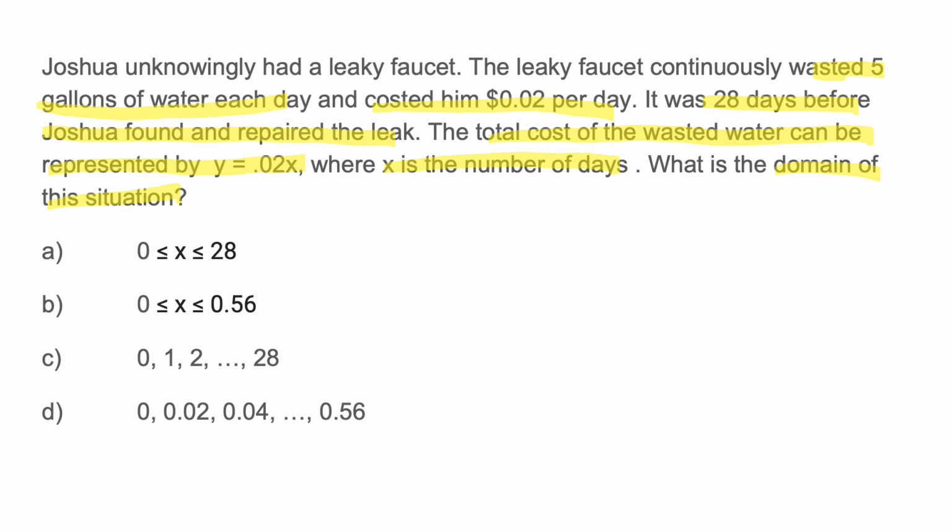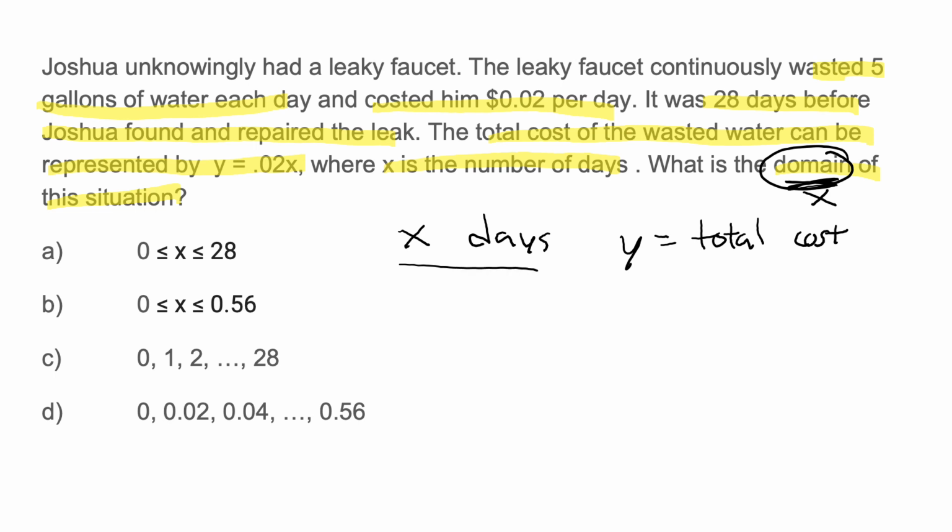Alright, so first off, it's asking for domain, which is x. So let's go ahead and write down our variables. X is days, and y is total cost of the water. So since I know that the domain is days, I'm going to go back to my problem and see where I see days.